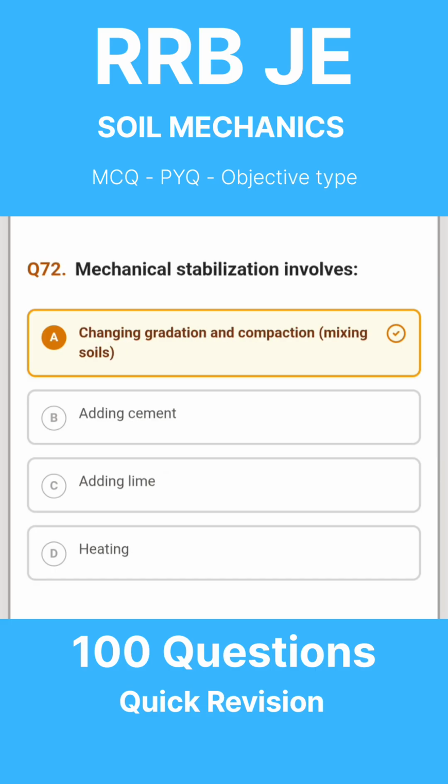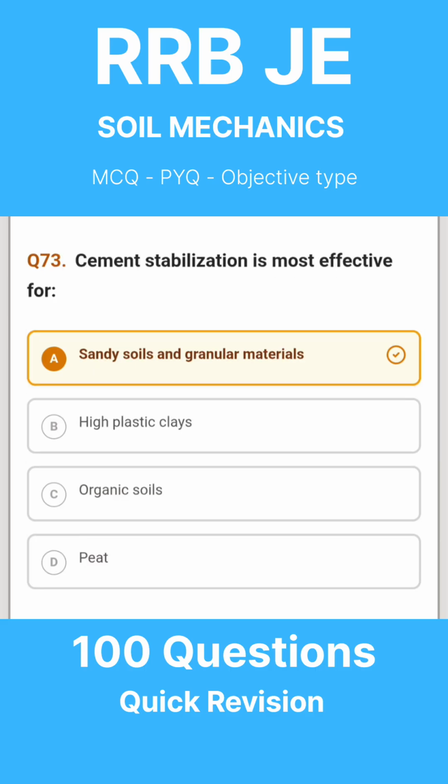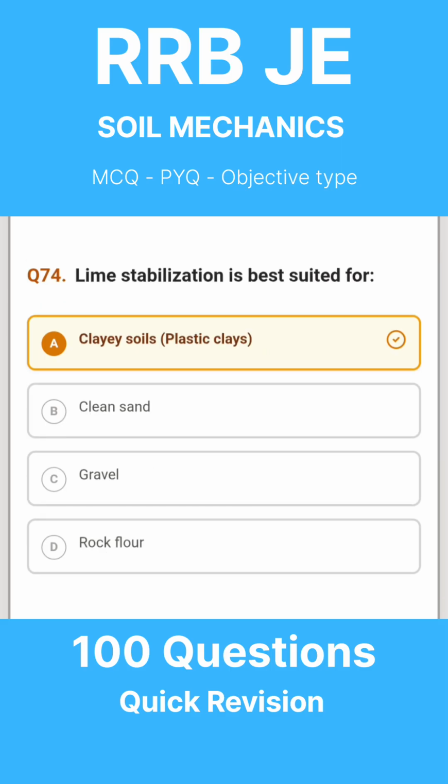Question 72. Mechanical stabilization involves? The correct answer is changing gradation and compaction, mixing soils. Question 73. Cement stabilization is most effective for? The correct answer is sandy soils and granular materials. Question 74. Lime stabilization is best suited for? The correct answer is clayey soils, plastic clays.